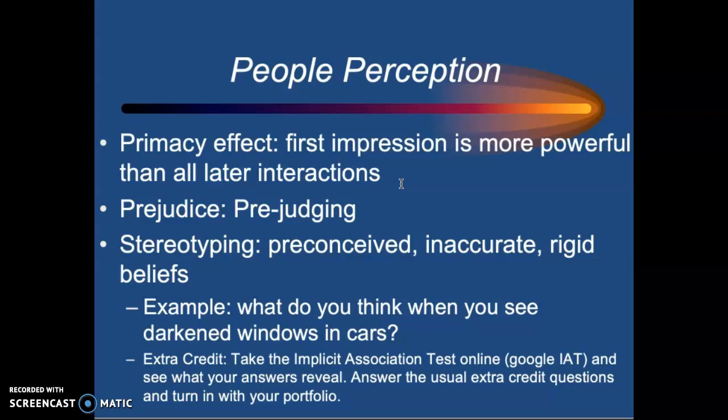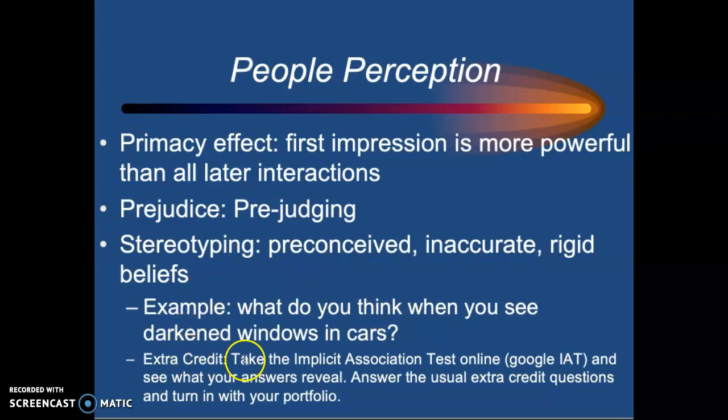Your book talks about prejudice, which is prejudging a person, and you know what that is like, judging them based on something that might not be accurate about who they are. And stereotyping is having preconceived, inaccurate, and rigid beliefs. Like, I gave you an example. What do you think when you see darkened windows in cars? I don't know what you're thinking right now, and we're not in class, so I can't find out. But some people tell me that they think that the person is a gangster or a drug dealer. Well, what if they're just sort of sensitive to light and have their windows tinted because of that? We make errors a lot.